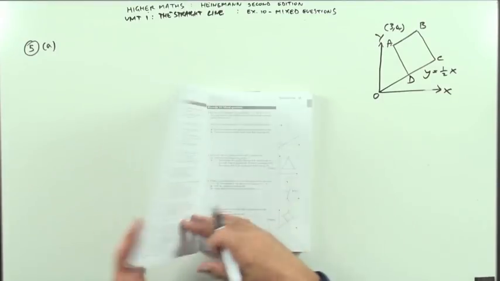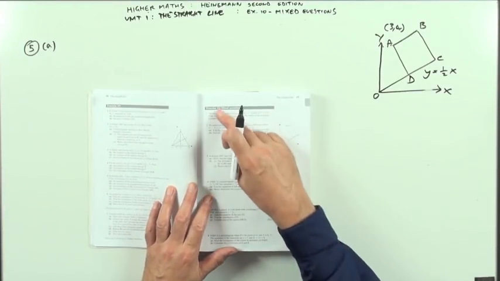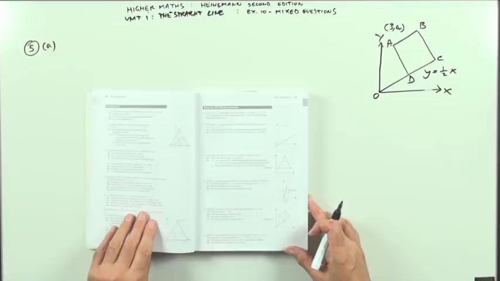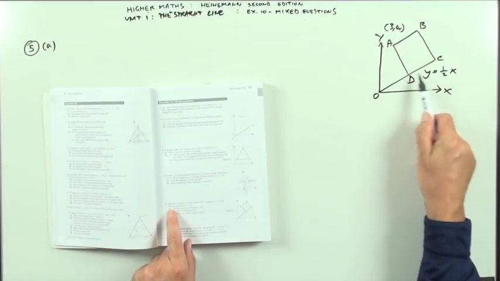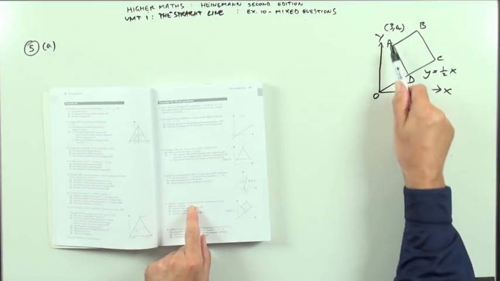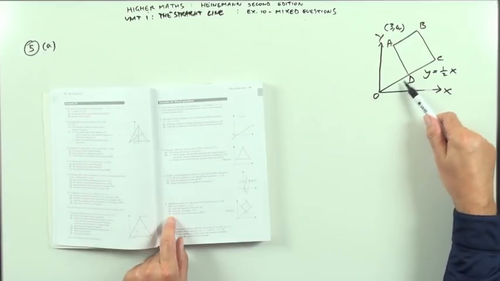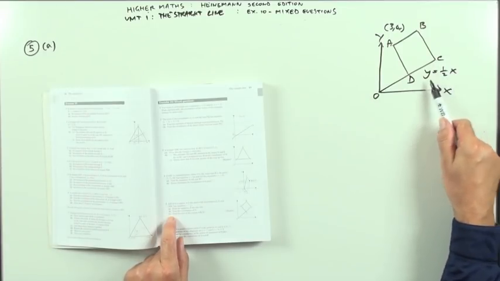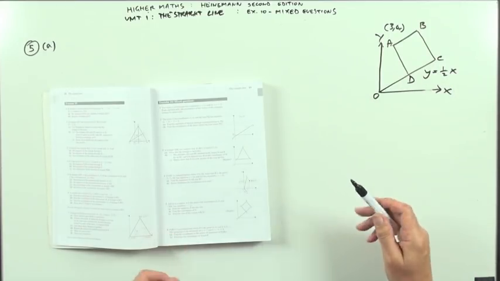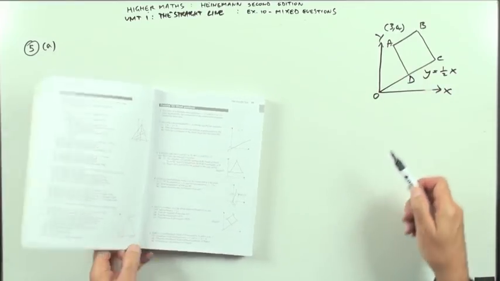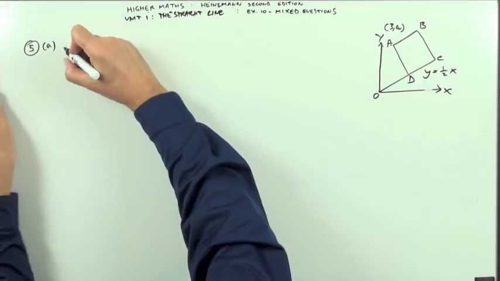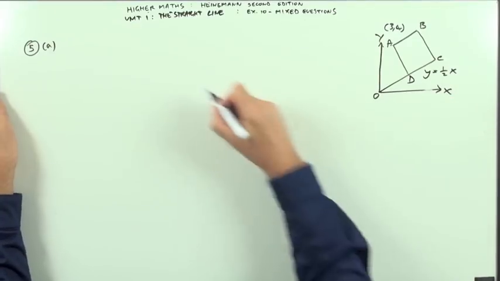So, Heinemann Higher, Unit 1 Straight Line, Exercise 1O, Question 5. It says ABCD is a square, gives the coordinates of A, 3, 4, gives the equation of the line that forms the base of that square, y equals half x, and then there's three parts. A, find the equation of the line AD. Right, so, find the equation of the line AD. I think I'll take a note of that first of all.